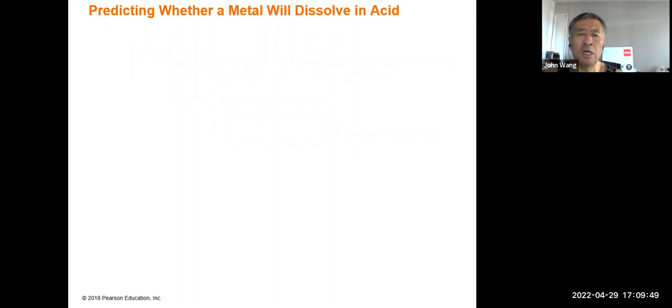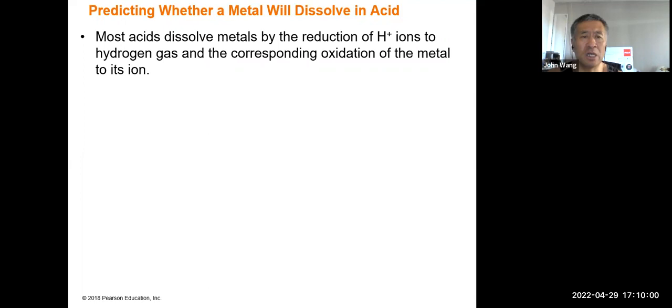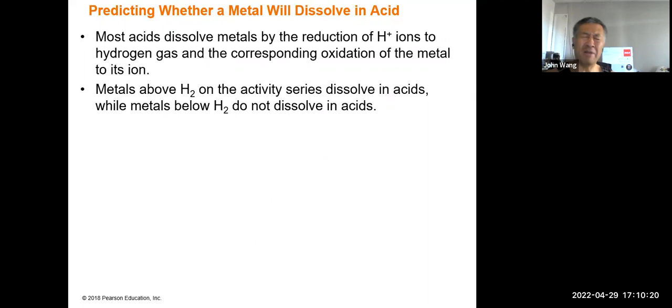And then one particular prediction is predicting whether a metal dissolves in acid, because H plus is also in that table on the list. Most acids dissolve metal by the reduction of H plus ion to hydrogen gas and the corresponding oxidation of the metal to its ion. But there is one special acid. There may be some others, but the common special acid is nitric acid. Nitric acid is an even stronger oxidizer of some of the metals. We'll see if we need to study that.